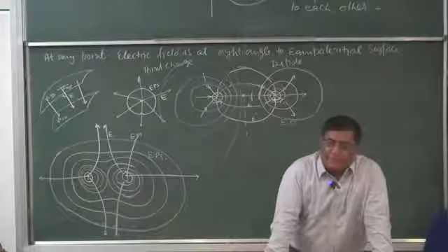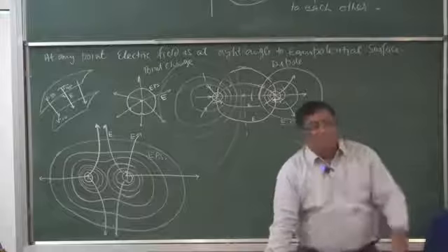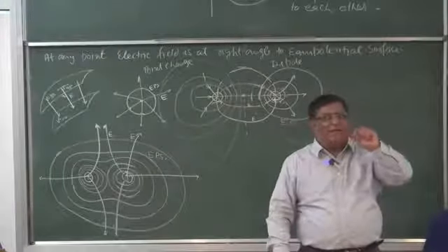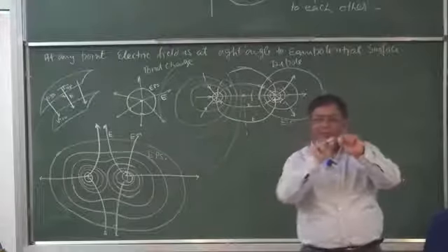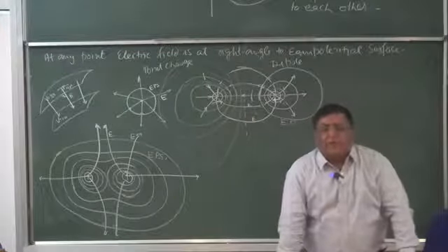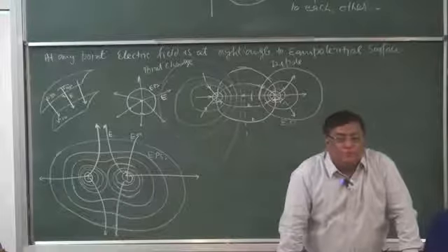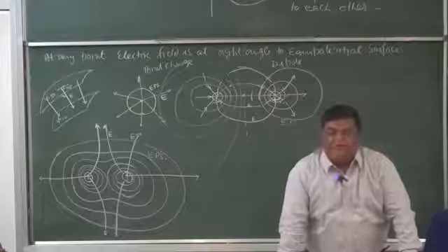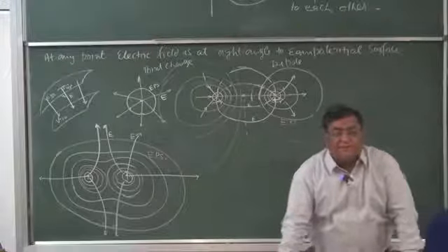Third thing, if at any point a charge is placed and it has got higher potential compared to other point, then it will try to move from higher to lower potential. That means on an equipotential surface, the charges do not move. Even if it's a conductor, even if they have liberty to move, they will not move because potential is same.